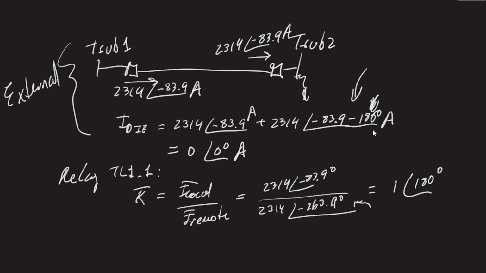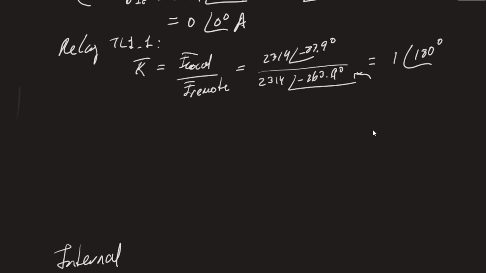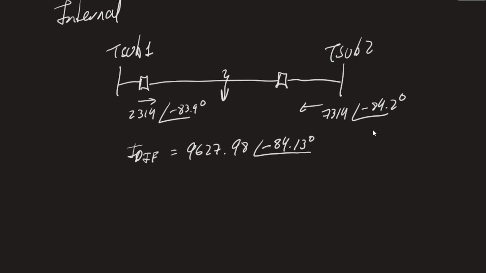The phasor K will be at 1 per unit at 180 degrees. And again, this is a perfect case neglecting errors. In reality, this won't exactly be 1 per unit or at 180 degrees, but it should be fairly close to that. Now, for the internal fault case, if we go down here, we can do the same thing.